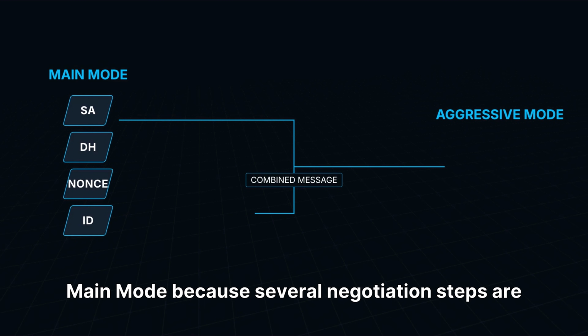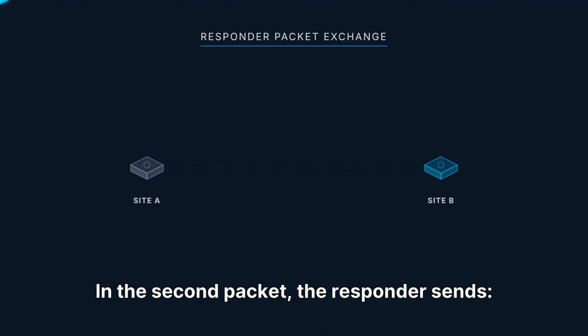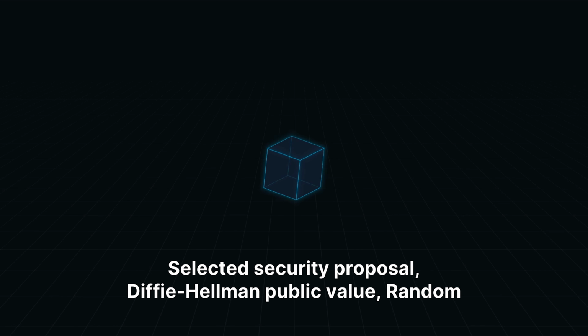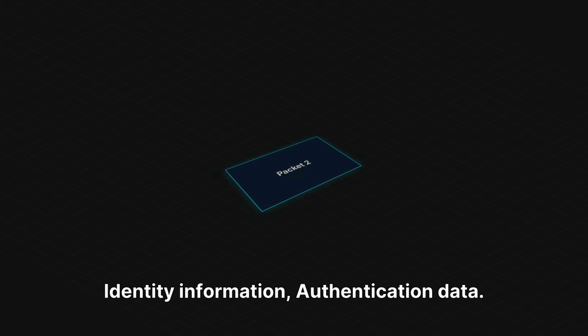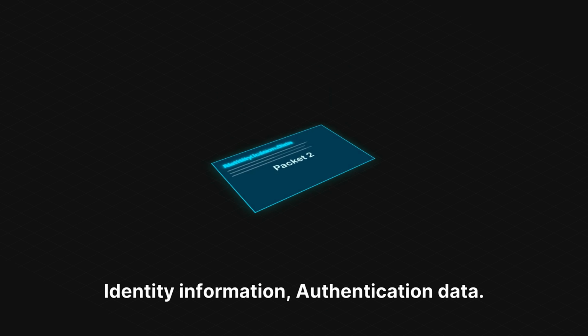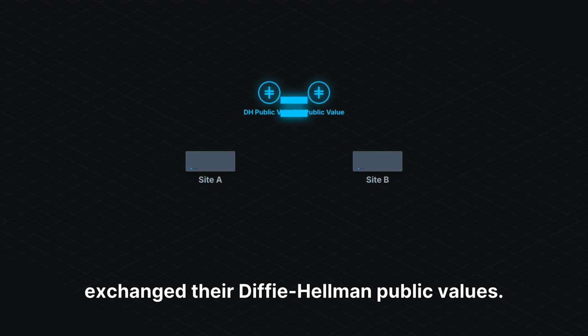Once the responder receives this packet, it evaluates the proposed security parameters. The responder selects a compatible policy and prepares its response. In the second packet, the responder sends the selected security proposal, Diffie-Hellman public value, random nonce, identity information, and authentication data. At this point, both VPN peers have exchanged their Diffie-Hellman public values.